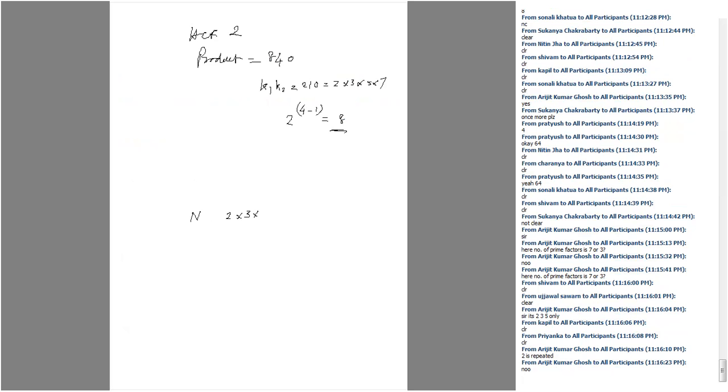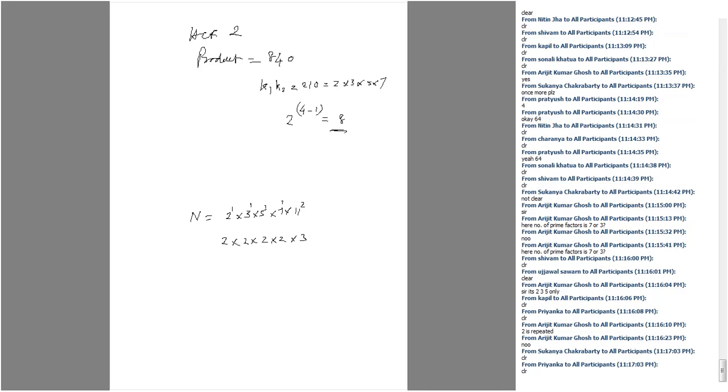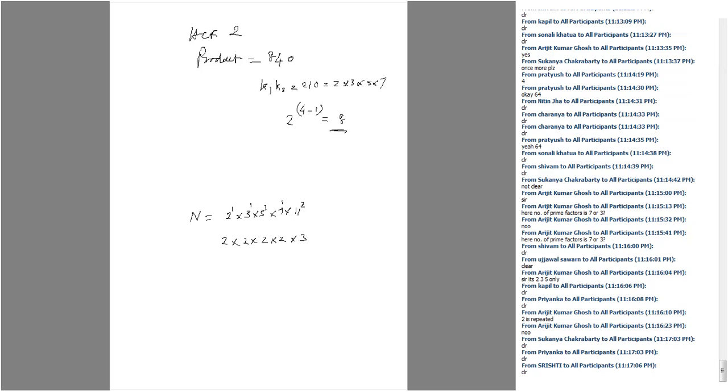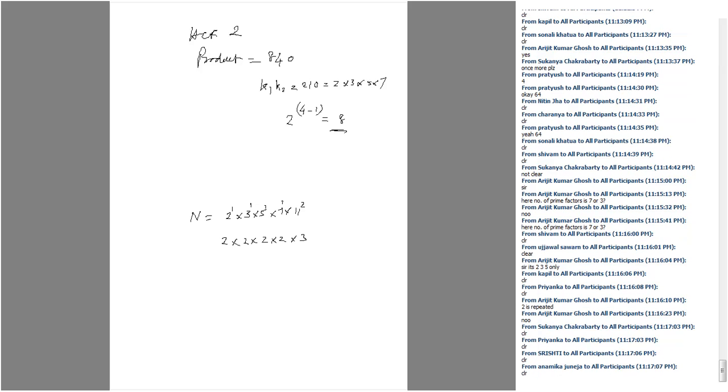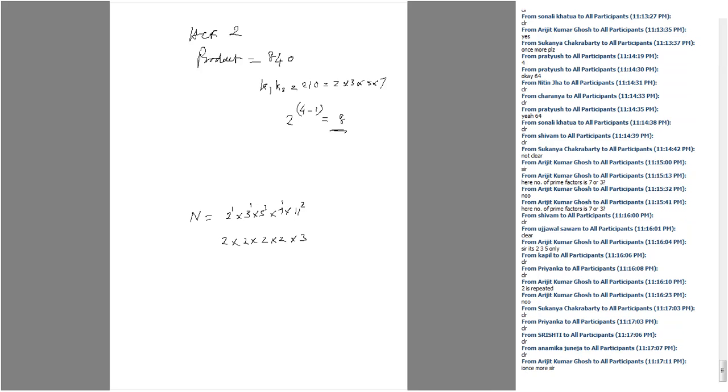See, how many factors will this number have? How many factors will this number have? Tell me. 2 into 2 into 2 into 2 into 3. Are you clear? Are you clear with this or not, Ajit? How many are clear? It's 2 into 2 into 2 into 3. How many are not clear? How many are clear? 2 into 2 into 2 into 2 into 3. Ajit Kumar Ghosh, are you clear with this or not?